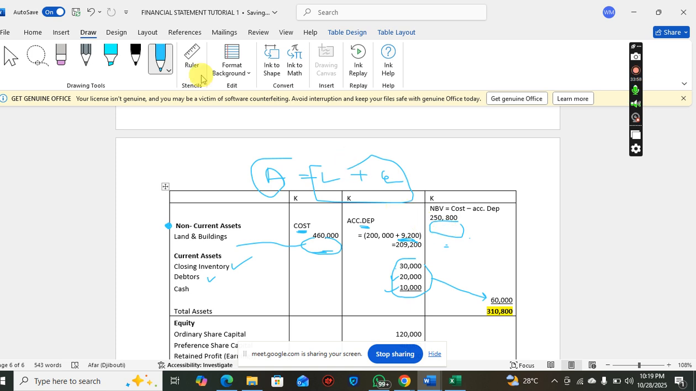What is the net book value? What does the net book value mean? It's the worth of the non-current asset that year. That's how much the non-current asset is worth that year.